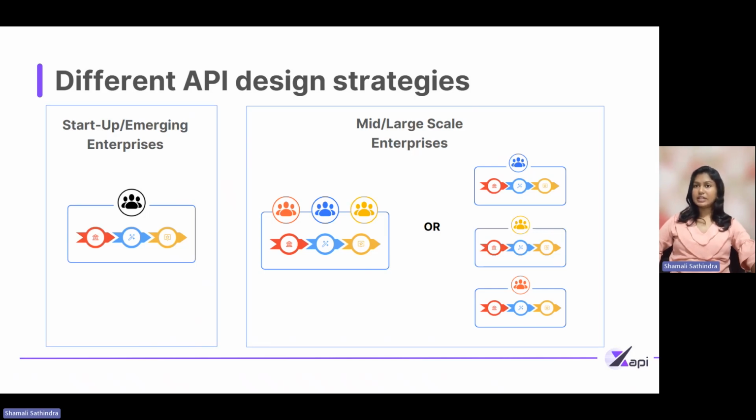On the other hand, mid scale to large scale organizations with more complex and extensive API requirements often opt for different strategies. They may have the resources and need to establish separate teams dedicated to driving the API design. These specialized teams can focus on different aspects of the design process, ensuring that each component is meticulously crafted to meet the organization's specific needs.